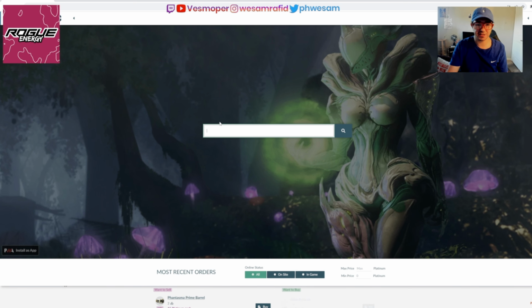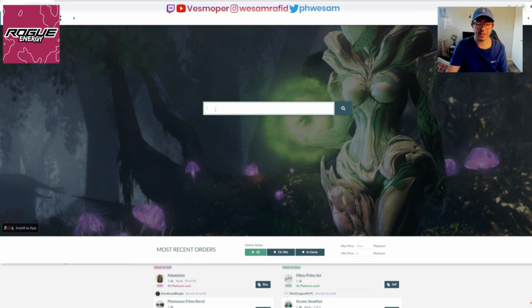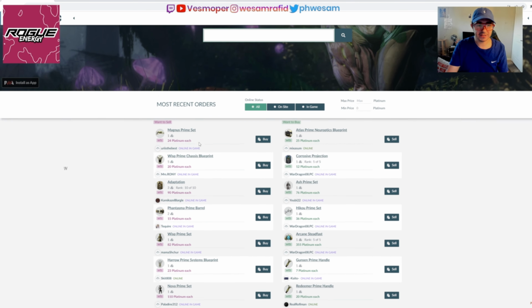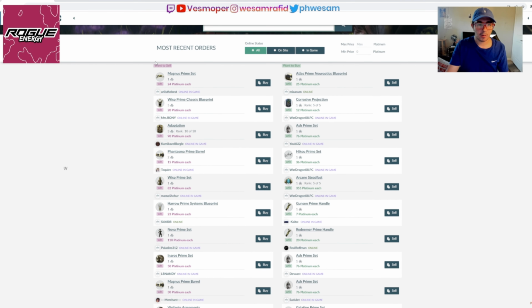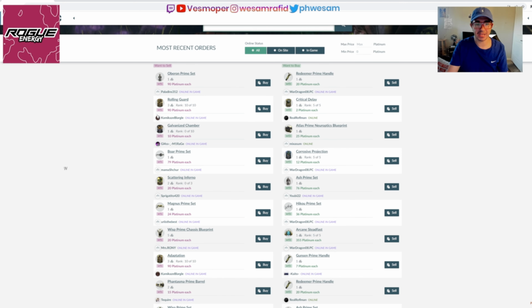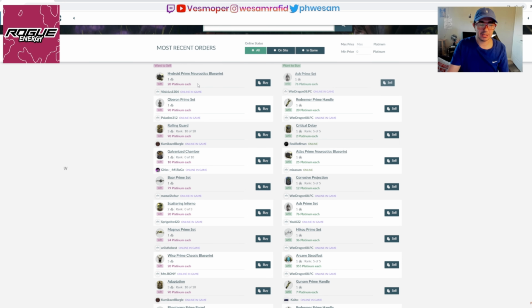So this is the search bar right here. You can type in anything you want to trade, like to buy, and here are the most recent orders. Wants to sell, WTS, wants to buy, WTB, or wants to trade, WTT. That's the abbreviation, and here are the orders: the name of the tradable item, the quantity, and the price.